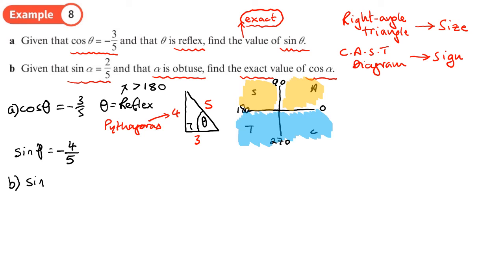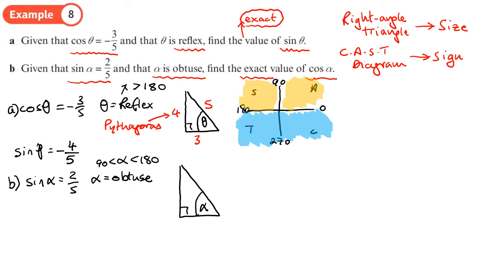Now that we know the method, so sine alpha equals 2/5, and the angle alpha is obtuse. Okay, obtuse means that this angle is greater than 90 and less than 180, so we know where to put it on the CAST diagram. So triangle first, like this. Let's call this angle alpha, and the sine is the opposite over the hypotenuse.